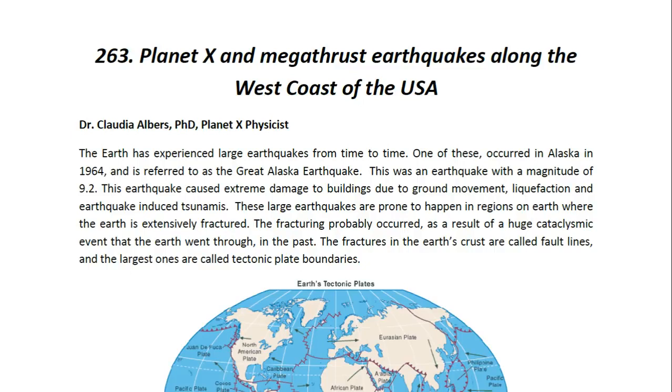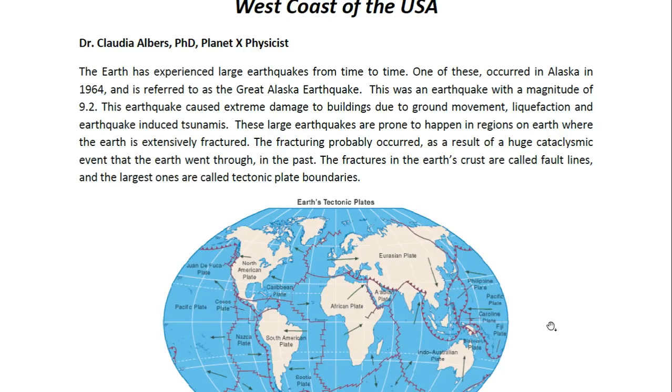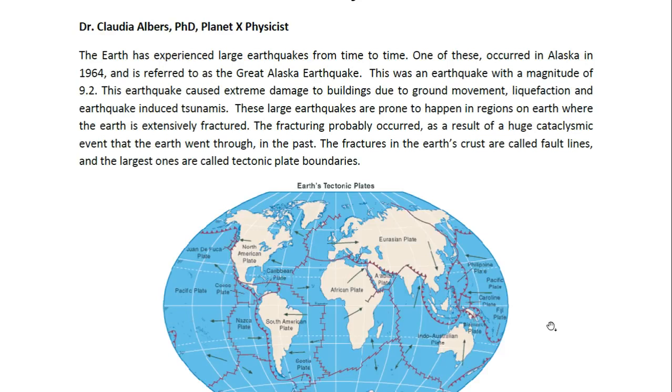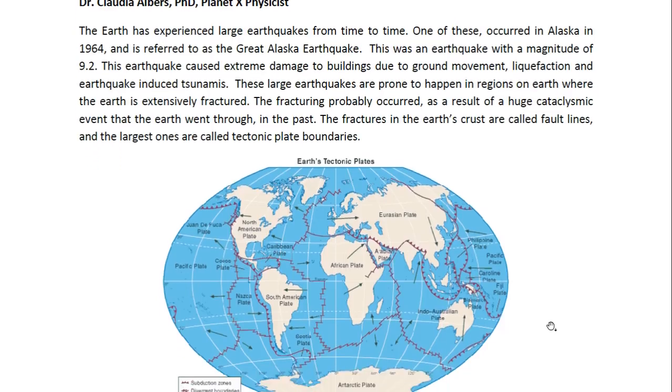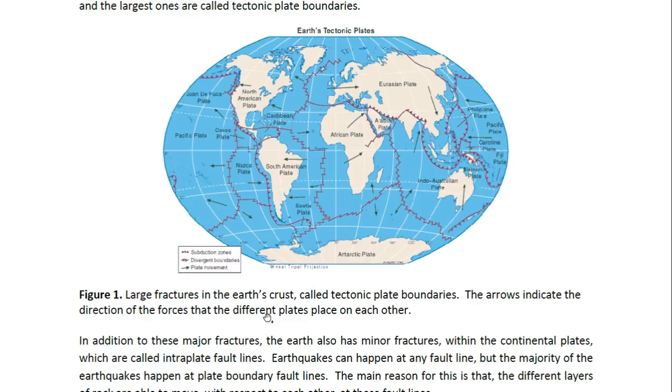These large earthquakes are prone to happen in regions on Earth where the Earth is extensively fractured. The fracturing probably occurred as a result of a huge cataclysmic event that the Earth went through in the past. The fractures in the Earth's crust are called fault lines, and the largest ones are called tectonic plate boundaries. And we can see the large fractures here in the Earth's crust on this map. And these are called tectonic plate boundaries. The arrows here indicate the direction of the forces that the different plates place on each other.